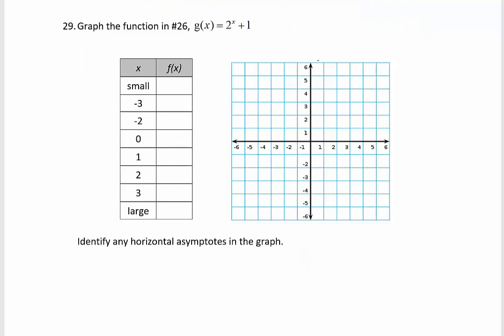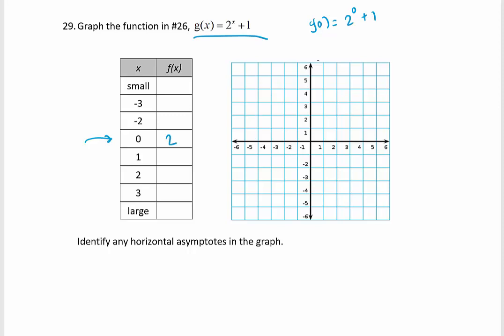All right, question 29. Graph this graph. g of x equals 2 to the x plus 1. Well, let's start with 0. That's always, I think, the easiest place to start. So if I have g of 0, I'm going to have 2 to the 0 power plus 1. Well, anything to the 0 power is 1. So I'll have 1 plus 1, or 2.